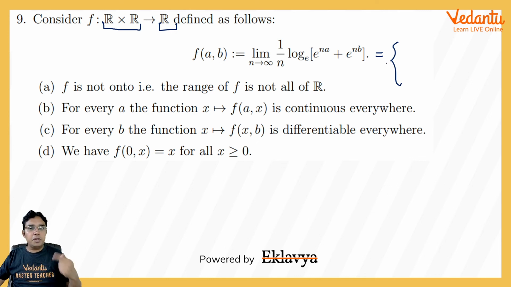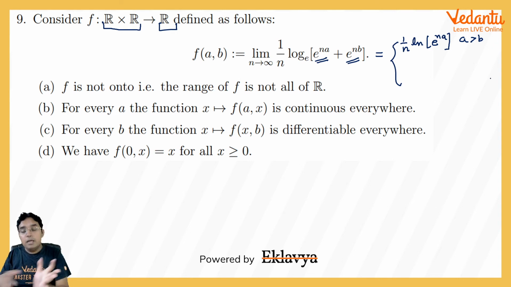You know that the exponential function rises very rapidly as your power becomes larger. So here, if a is bigger than b, I can say e power nb will be very small as compared to e power na. If that is the scenario, then it will be 1 upon n, ln of just e power na. I have ignored e power nb, although it will be a very huge number in absolute terms.